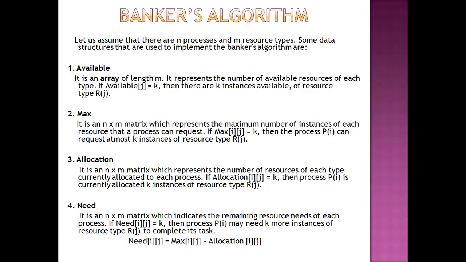So to find out the need matrix, we should follow the formula, which is need[i][j] is equal to max[i][j] minus allocation[i][j].